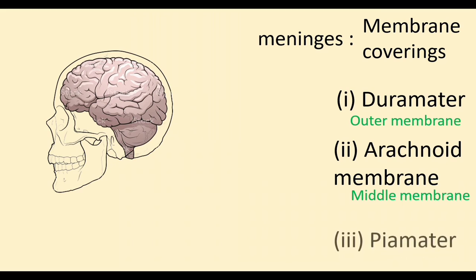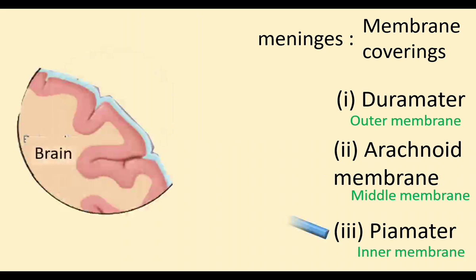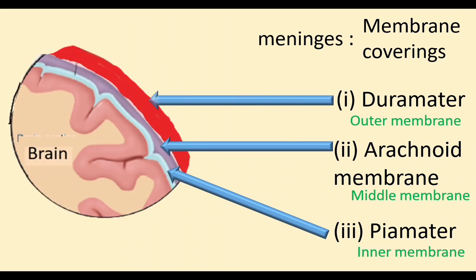And the inner membrane is pia mater. Pia mater has close contact with the brain. It is a soft membrane, found immediately around the brain. The middle membrane is arachnoid, and the outer membrane is dura mater. Dura mater is a tough membrane. The middle membrane is a vascularized membrane, with more blood vessels. Pia mater is a soft one.